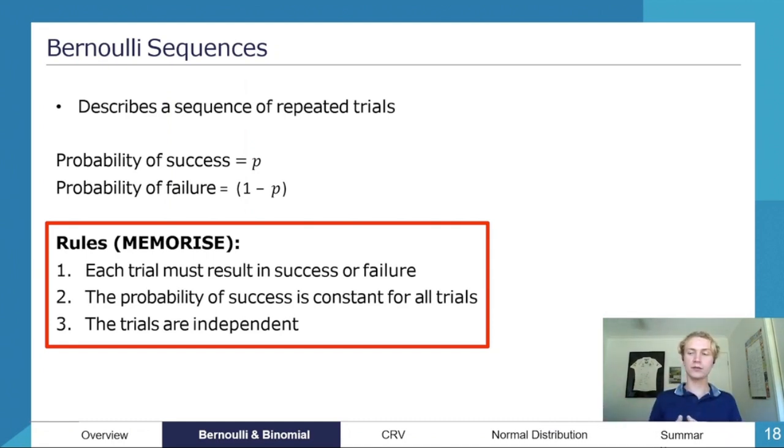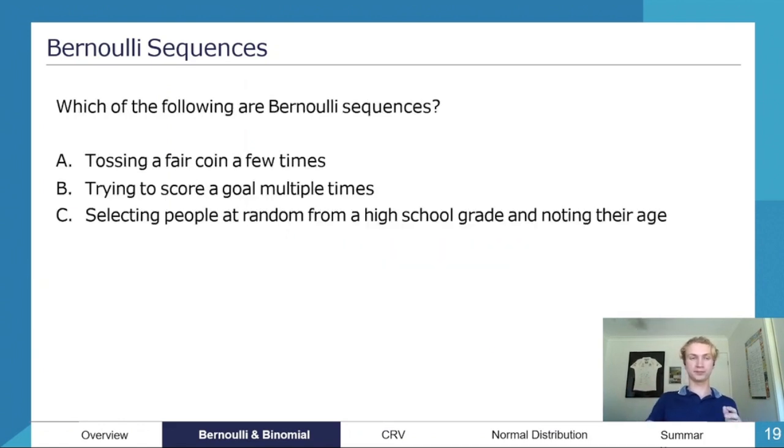So the 3 rules I do want you to memorize. For me, this is a key learning objective. Need to memorize these 3 Bernoulli sequence rules. We can only have success and failure, number 1. Number 2, the probability of success, P, is constant for all trials. Number 3, the trials are independent. Write these ones down. You need to memorize these 3.